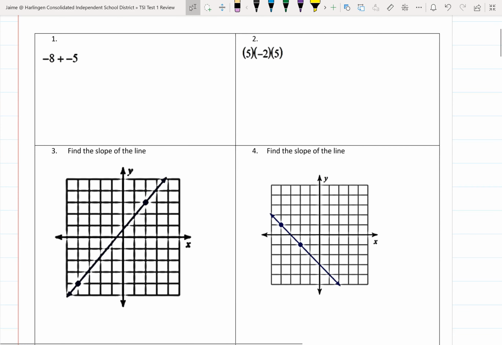Number one is just adding two negative numbers, and don't forget that when you add two negative numbers, you keep the negative. So -8 plus a -5, well then you just add 8 plus 5 and keep the negative. So it'd be -13.